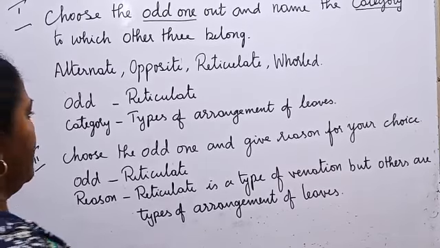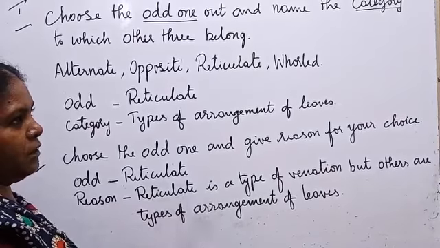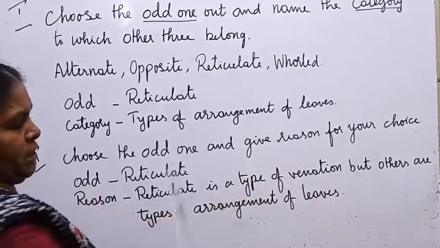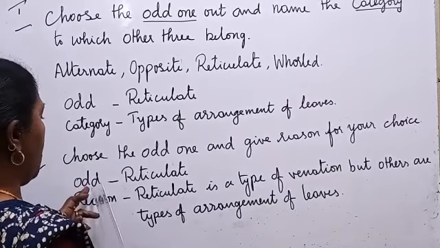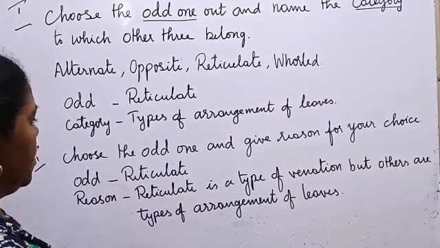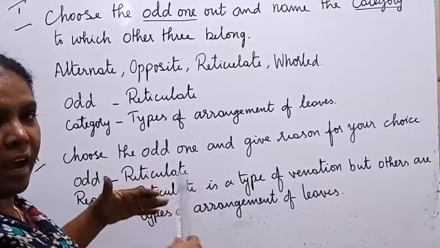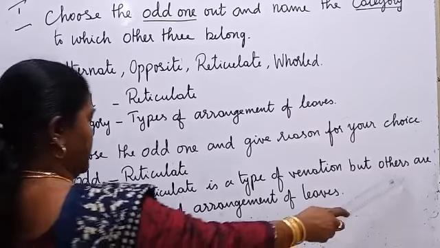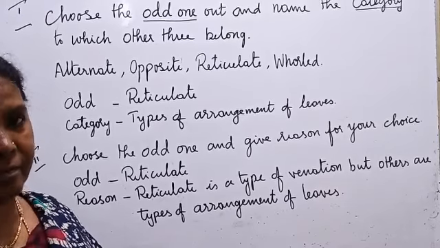Okay. Then the third type of question: choose the odd one and give reason for your choice. For that, you must write odd, reticulate; reticulate is the odd one. Then you must give the reason. You must write about both, the odd one as well as the other terms. Reticulate is a type of venation, but others are types of arrangement of leaves. Both you should explain if they ask for the reason.